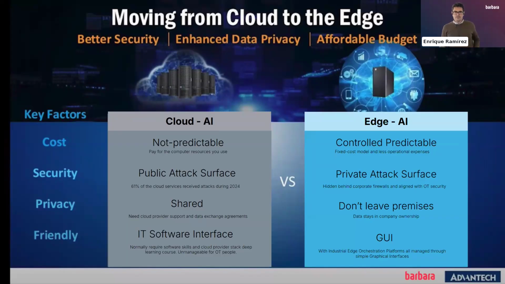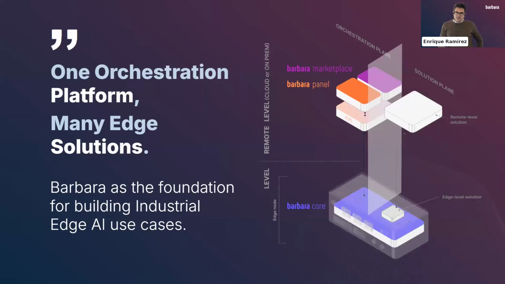Once we have said that, I would like to show you a diagram of how the Barbara platform is organized, how it works. It is very simple. We are an edge orchestration platform. What does it mean? We can manage edge devices, what we call edge nodes, and we can also orchestrate all the applications that are running on these edge nodes.